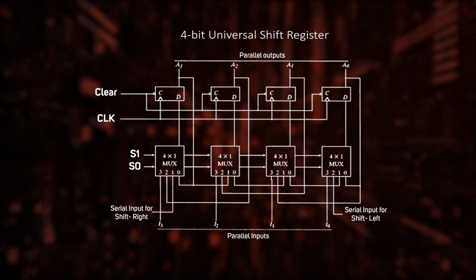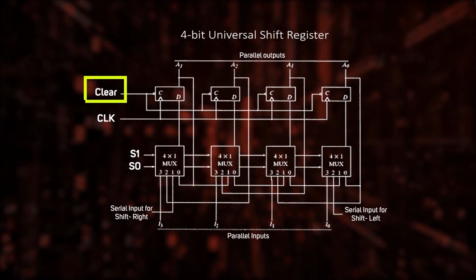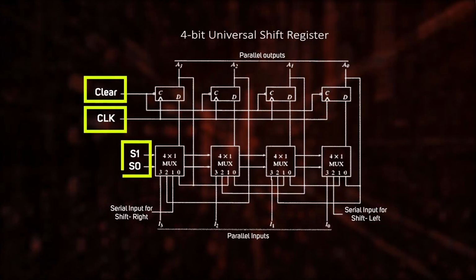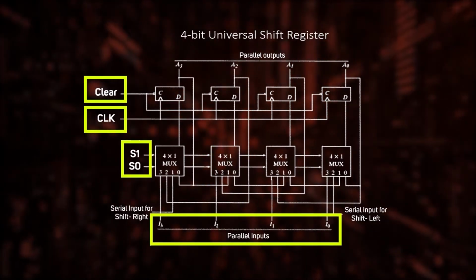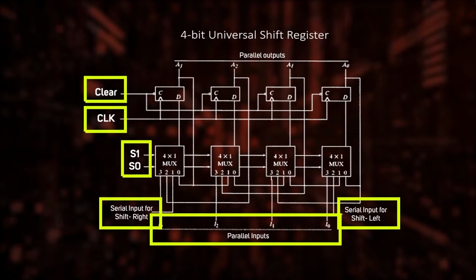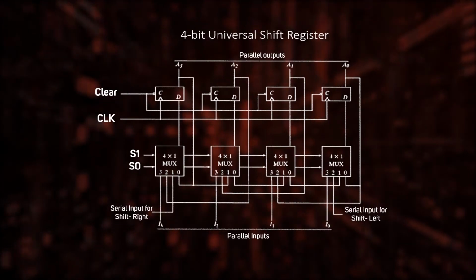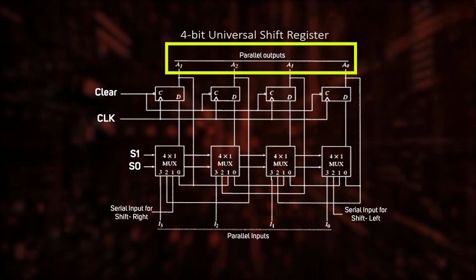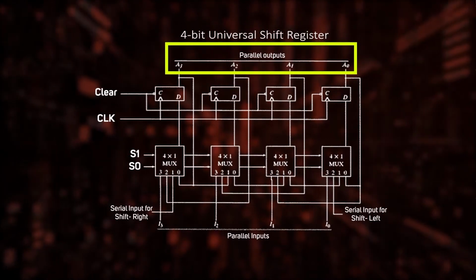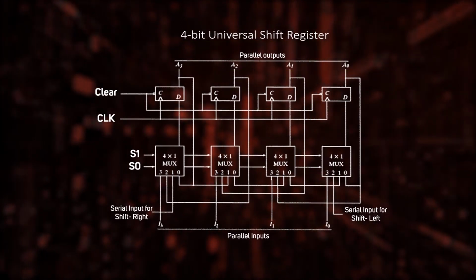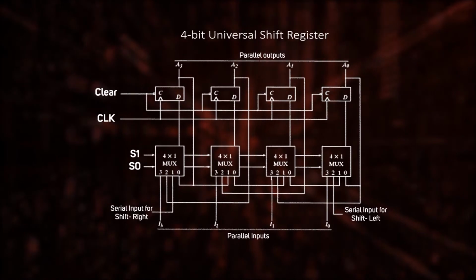So, there are 4 control lines: clear, CLK, S0 and S1. Then 4 parallel inputs and 2 serial inputs. In the case of output, it has 4 parallel output lines and 2 serial outputs too. Other hardware includes 4 multiplexers and 4 flip-flops. So, now you are clear with the hardware used to build the universal shift register.